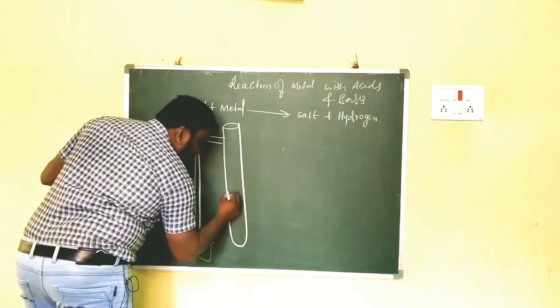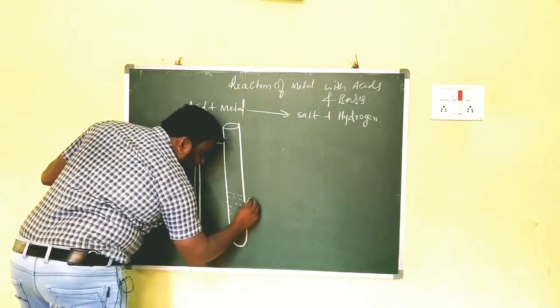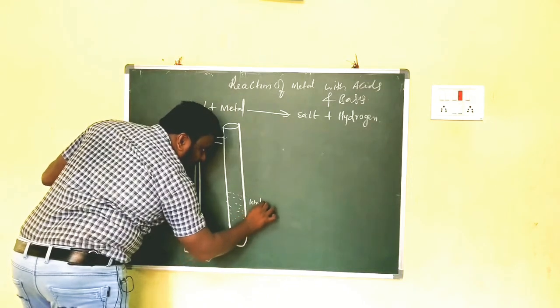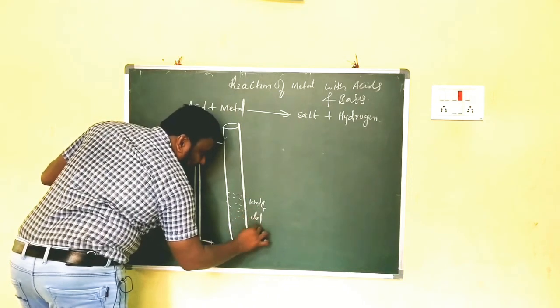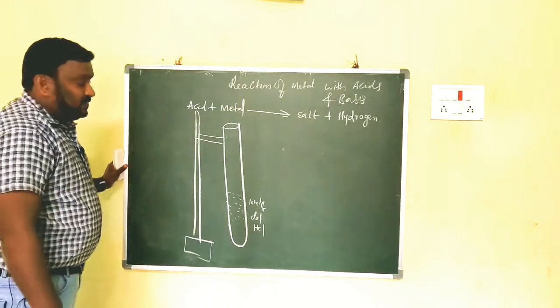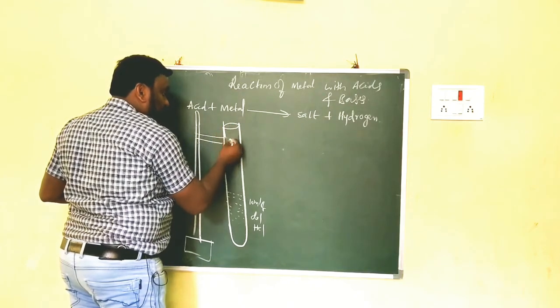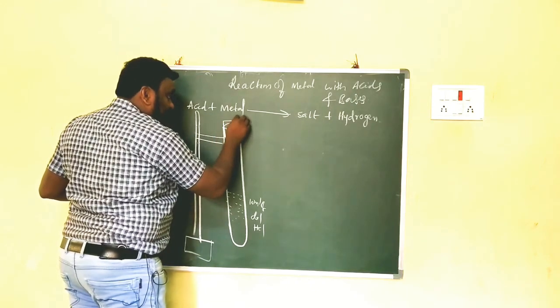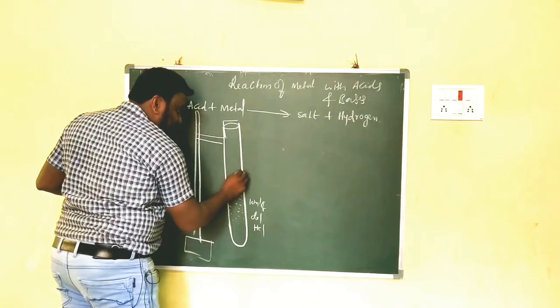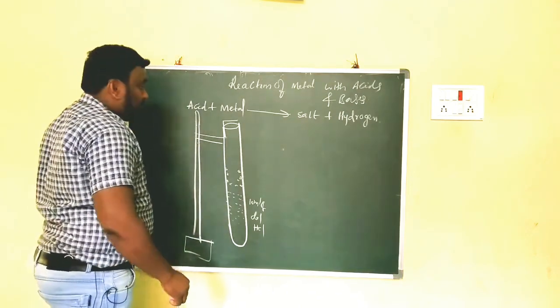So in that test tube, we have to take 10 ml of dilute HCl. What is that? Dilute HCl. So here, and in that we have to drop some zinc granules. Zinc granules we have to drop it.